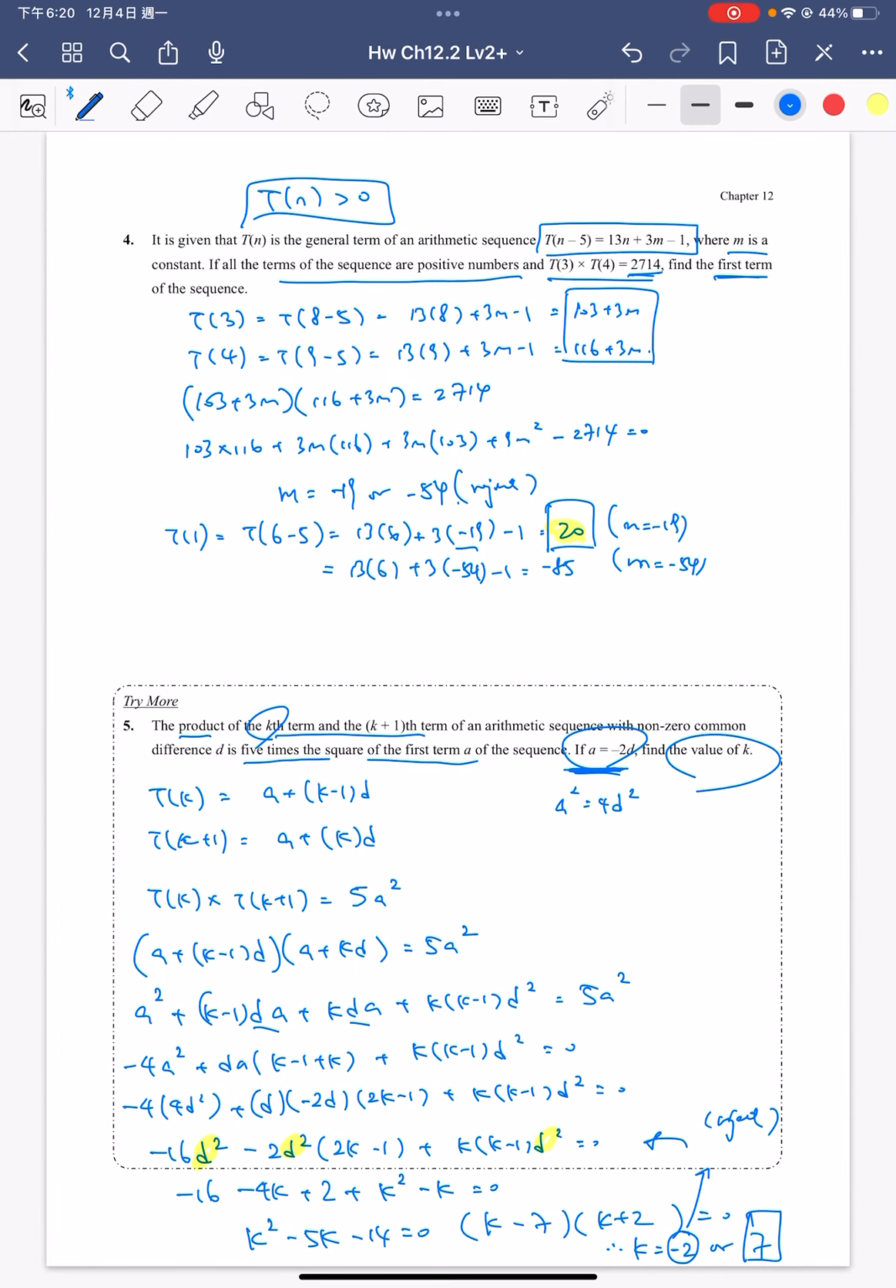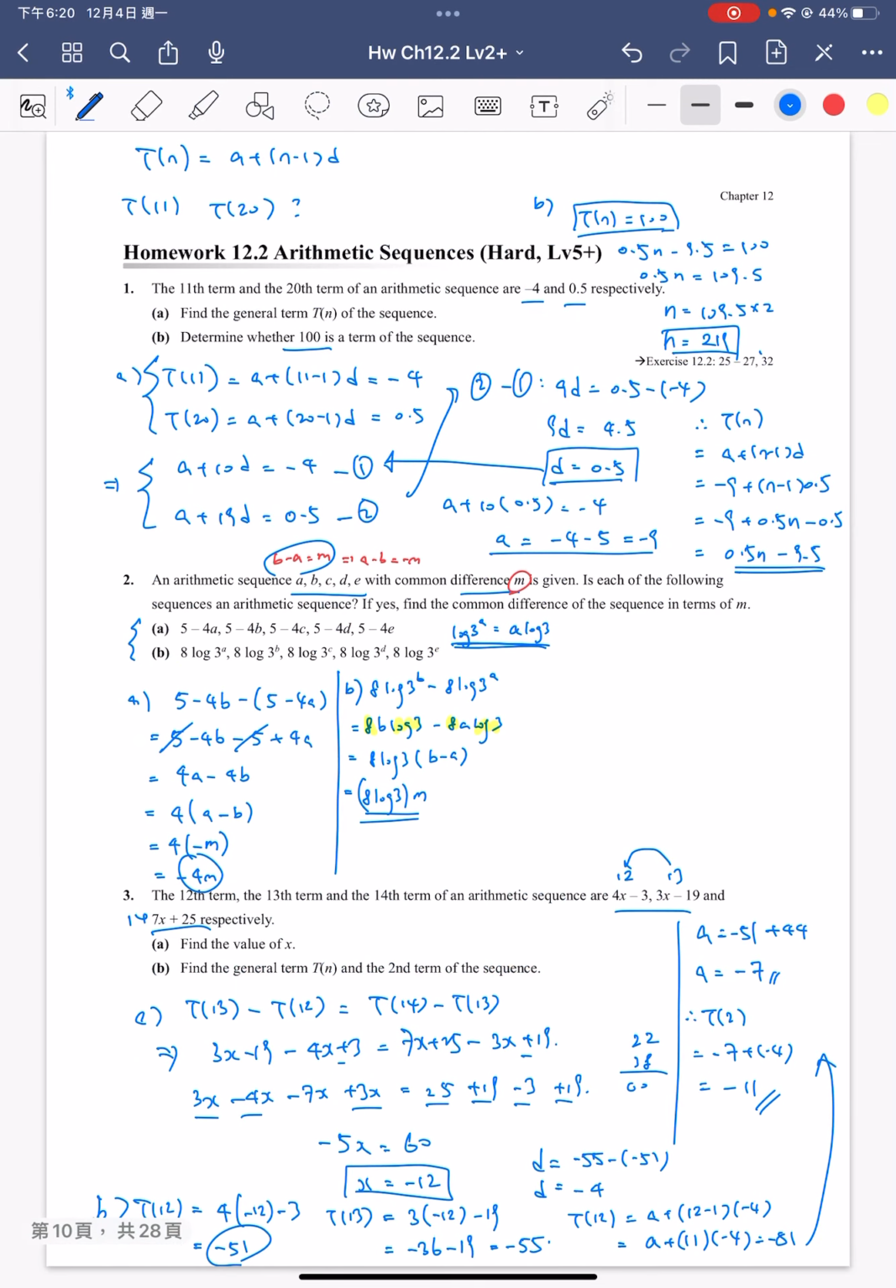Okay, so that's for this worksheet. It's a little bit hard. There's a lot of things to think about. So the harder part is that you need your brain to think more.